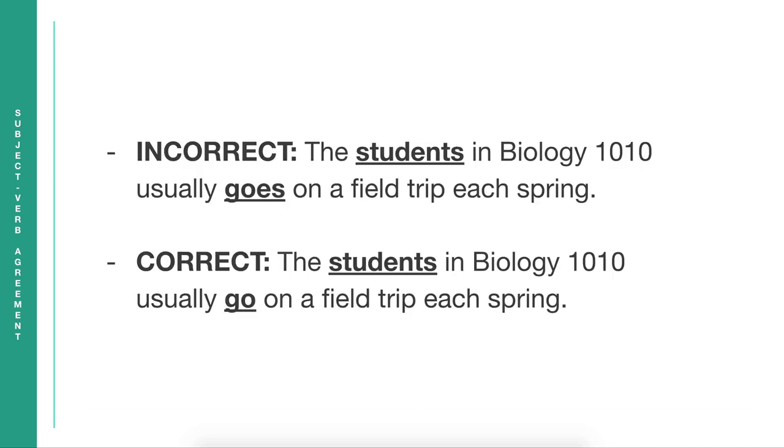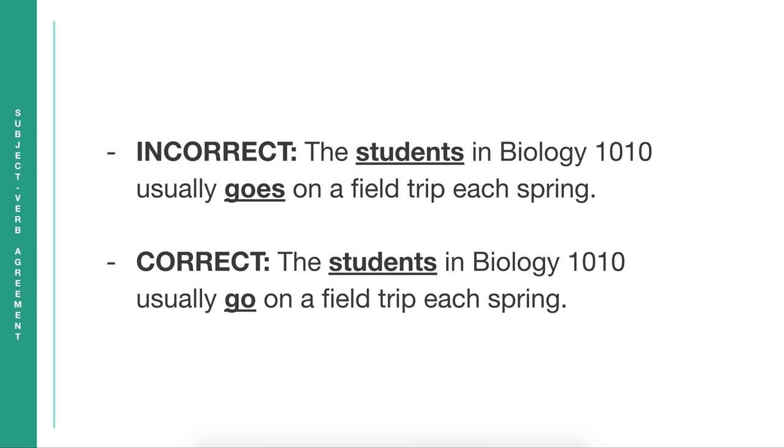The students in Biology 1010 usually goes on a field trip each spring. That is incorrect, because what we have here is students, and that's plural. But our verb, goes, has an S on it, which means that it is singular. And it's really complicated here because they're opposites, right? A noun that has an S is plural, but a verb that has an S is singular. So in order to fix that, what we would need to say is the students in Biology 1010 usually go on a field trip each spring.